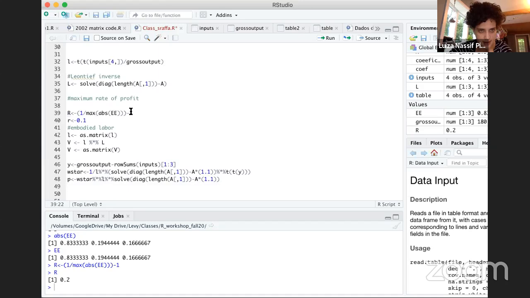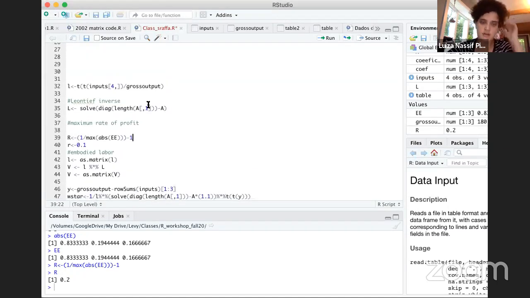So that's question A. What is the maximum rate of profit? Show your calculations in terms of the maximum eigenvalue. So that's how you would calculate that. Then B is calculate the embodied labor, total labor requirements for each commodity. Explain in words the meaning of the number that you obtain for the embodied labor in iron. So the embodied labor, so first of all, let's create our labor. Well, you don't need to do that actually.